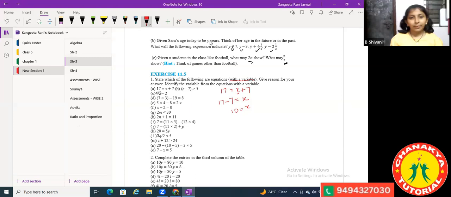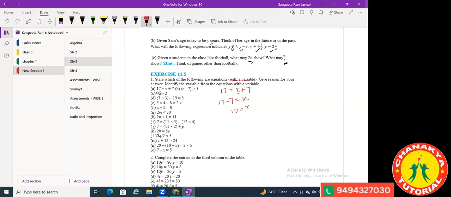Okay, ma'am. Now see here, we are doing the first question in exercise 11.1. This question is asking us to find which are the equations. So many equations are given. They are asking which of these are equations with a variable, and give reason for your answer. So we have to give the reason also.